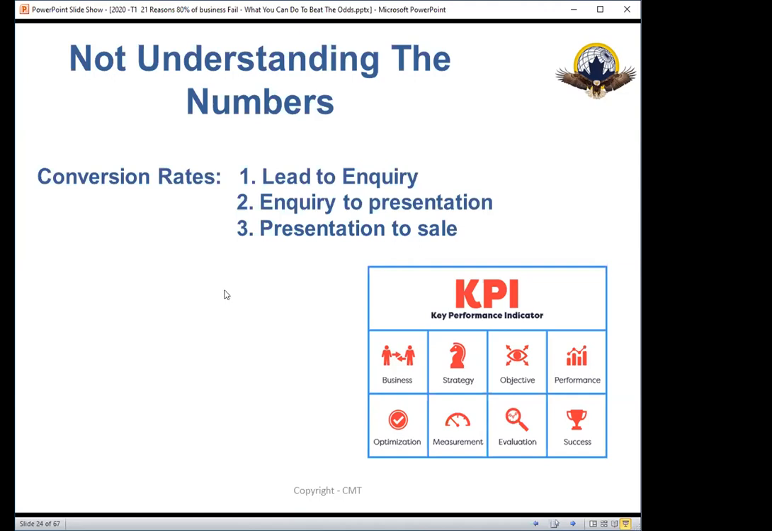maybe a better inbound call script, maybe a better outbound call script, maybe a better email sequence follow-up. All of that. That's part of your key performance indicators. So we want to know exactly how many people inquire. We want to know how many inquiries lead to a presentation. And we want to know how many presentations you do that get to a sale. And that's the very basics for understanding key performance indicators.